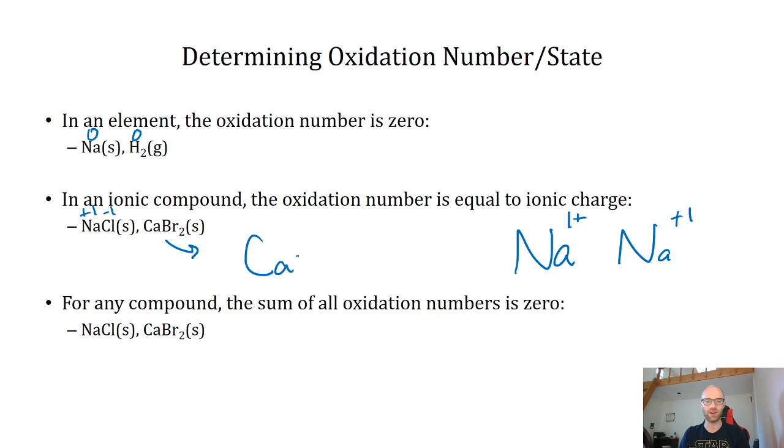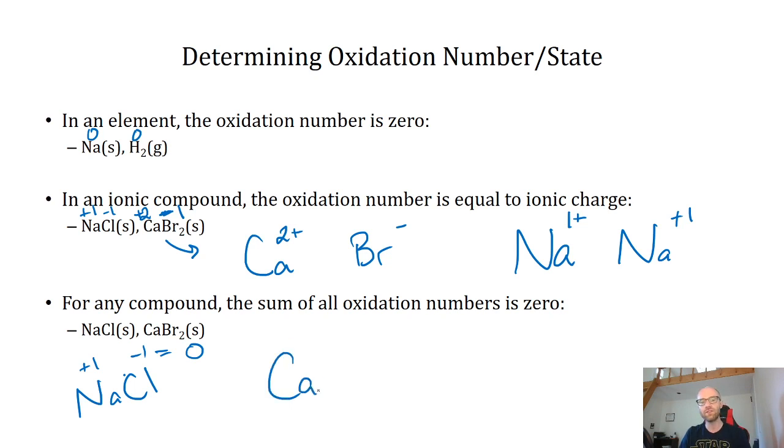Calcium bromide I want to talk about a little bit more. The ionic charges are +2 and -1. The oxidation number for calcium is +2, and the oxidation number for bromine is -1. For any compound, the sum of all oxidation numbers is 0. Well, that should make sense, right? +1 -1 equals 0. For calcium bromide, though, something a little bit different happens. Wait, if it's a +2 and a -1, how is that equal to 0?